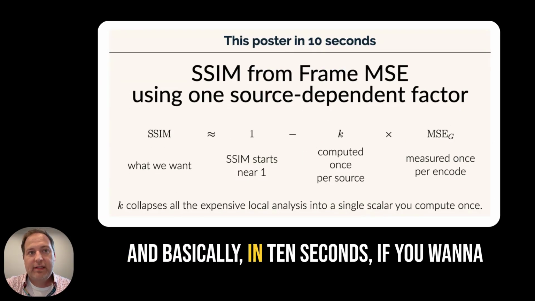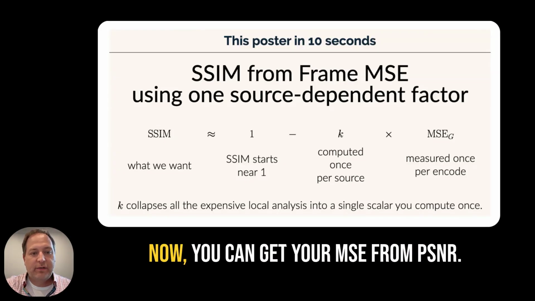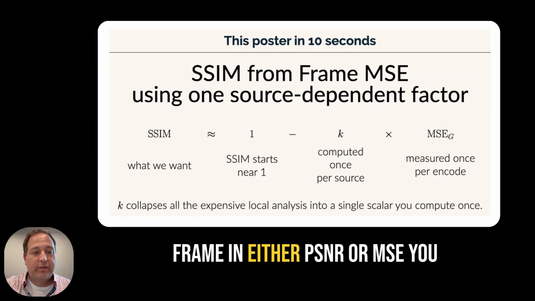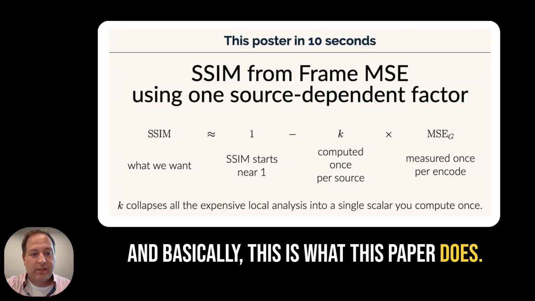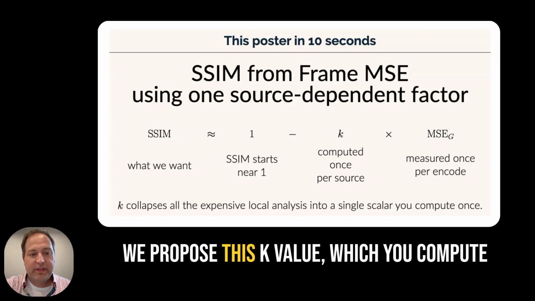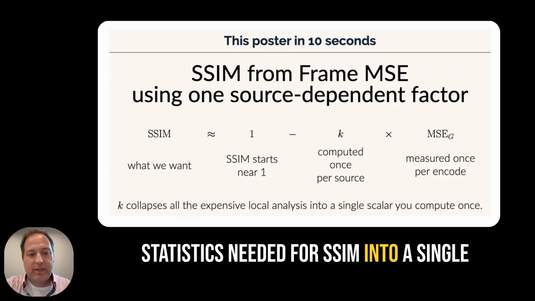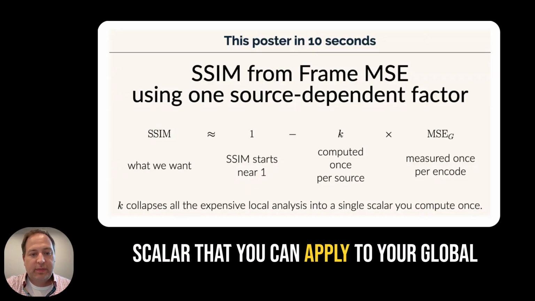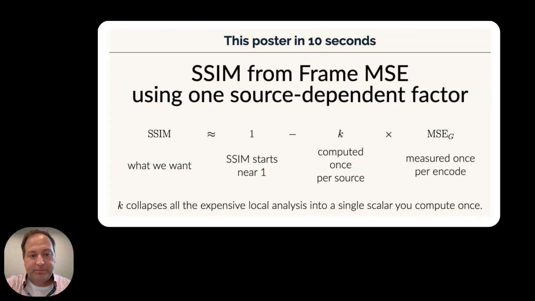And basically, in 10 seconds, if you want to know, you want to estimate SSIM from the MSE. Now, you can get your MSE from PSNR. So the idea is if you have an encoded frame in either PSNR or MSE, you want to quickly approximate SSIM. And basically, this is what this paper does. We propose this K value, which you compute once, which collapses all the local statistics needed for SSIM into a single scalar that you can apply to your global MSE. So basically the frame level MSE.